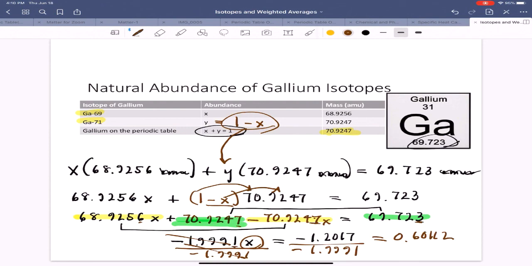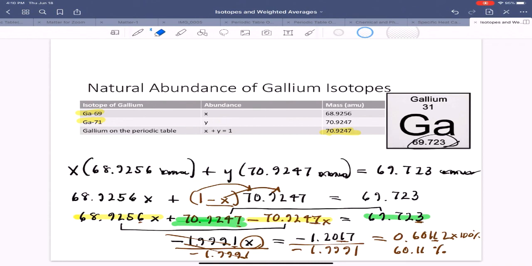This is only good to 3 past the decimal, so this is only good to there. 4 sig figs, 1, 2, 3, 4. And if I multiply by 100%, I get 60.11% is the percent abundance for x. And then y is just 100 minus that, 39.89%.